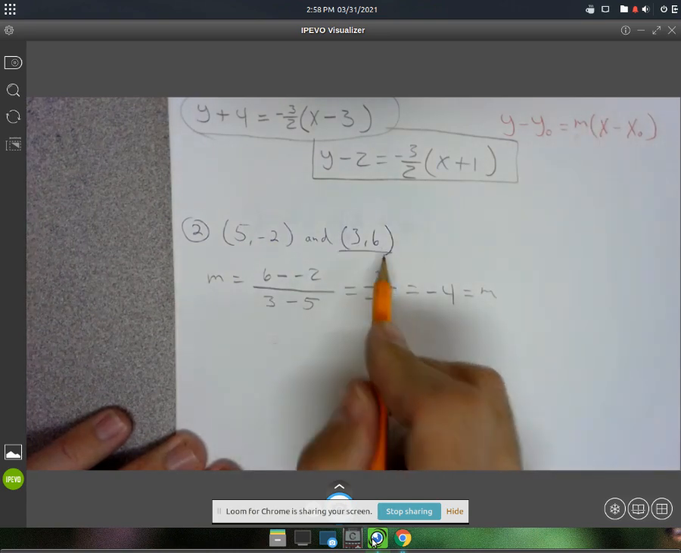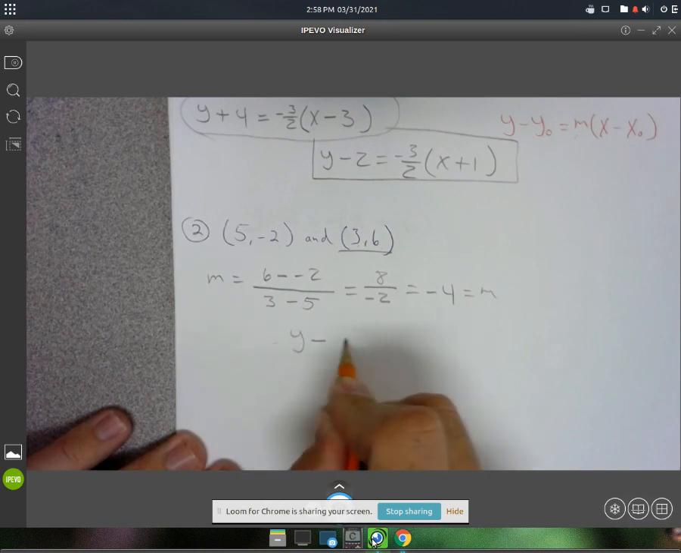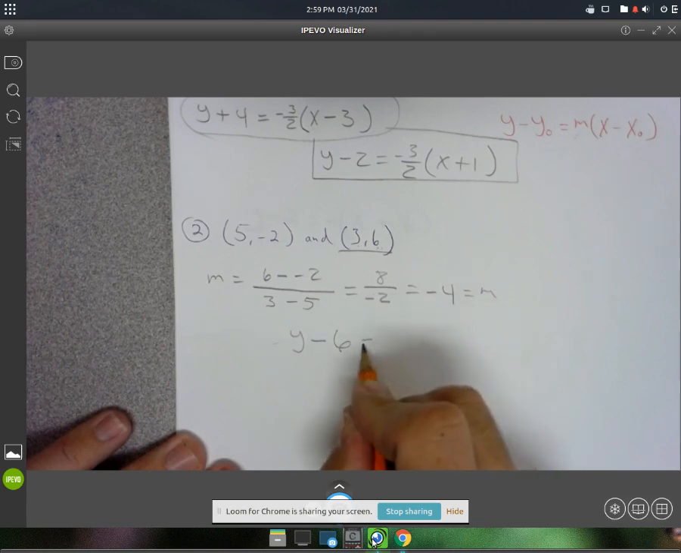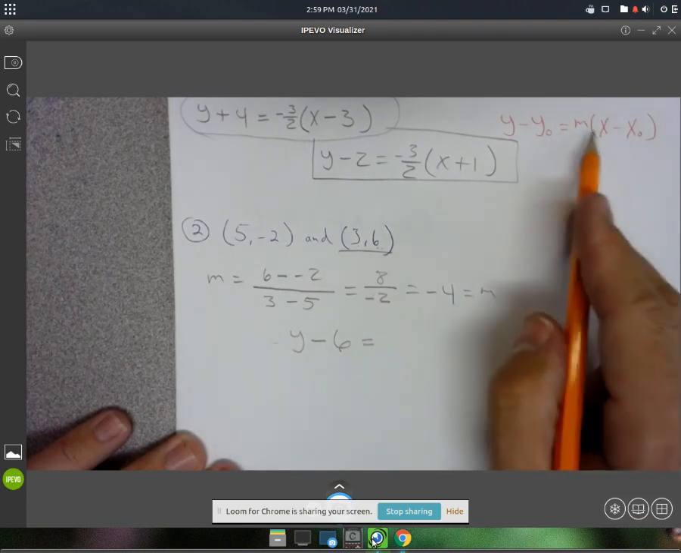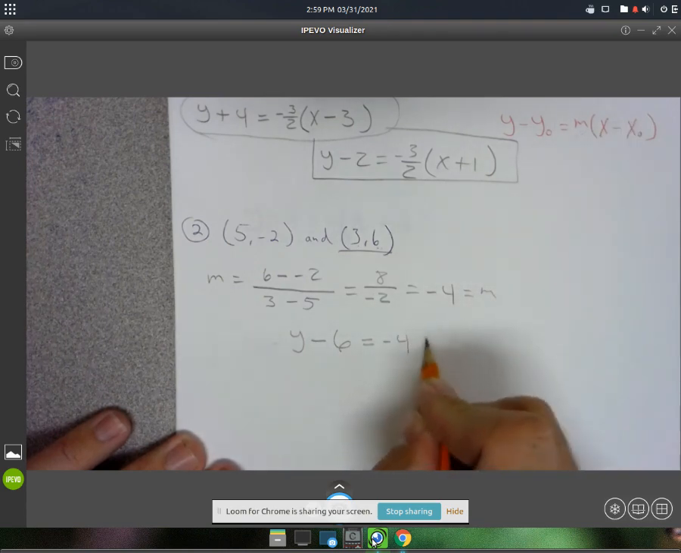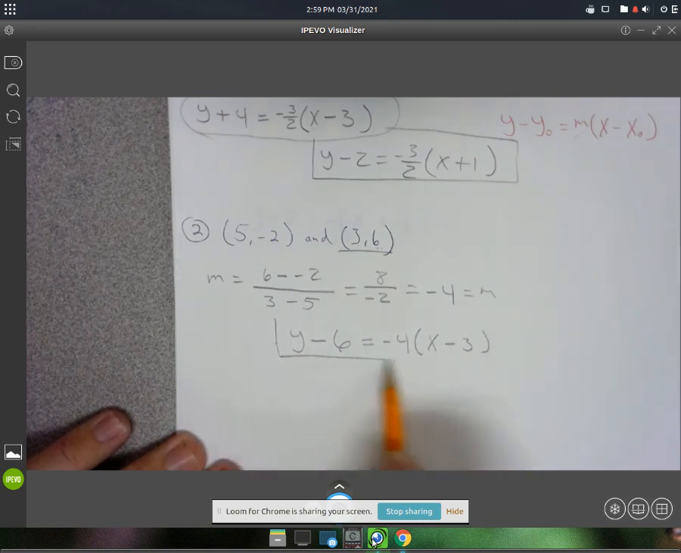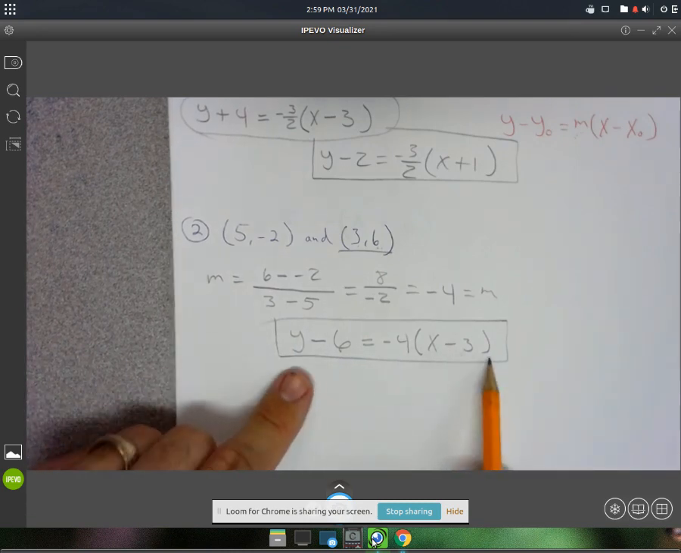So now I'm just going to feed these into the point slope formula here. So I'm going to use this point here. Y minus 6, that's my y naught, is equal to negative 4 for m, and then parentheses x minus 3. Got it. So that's my equation in point slope form.